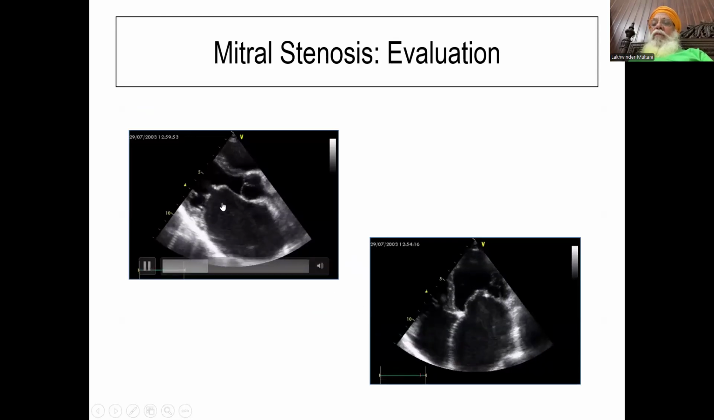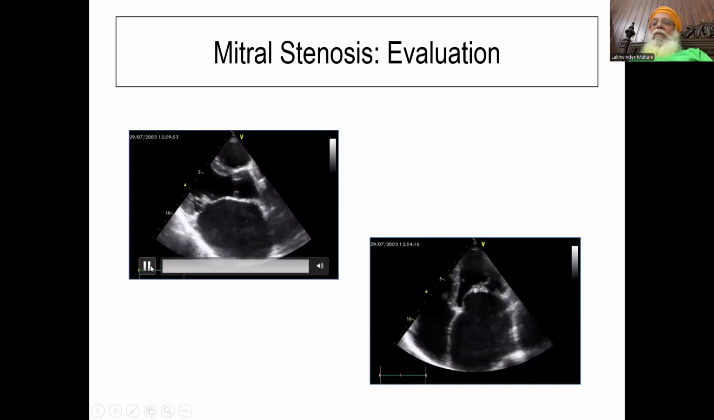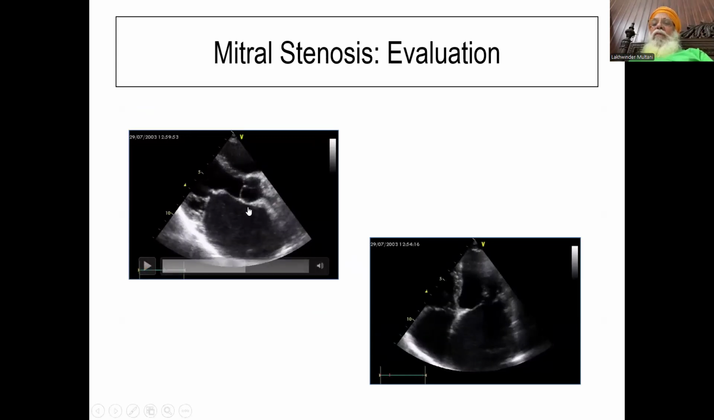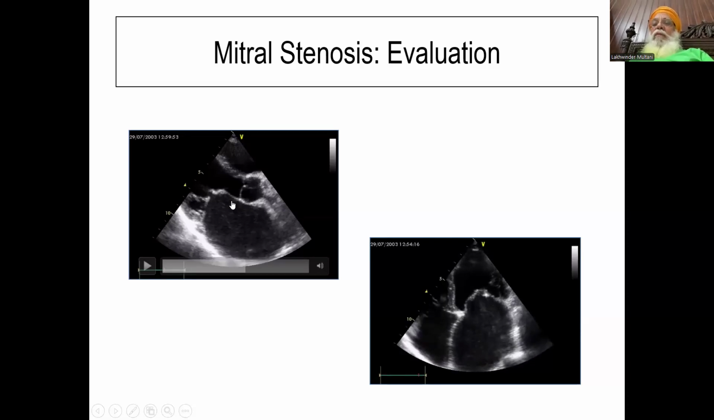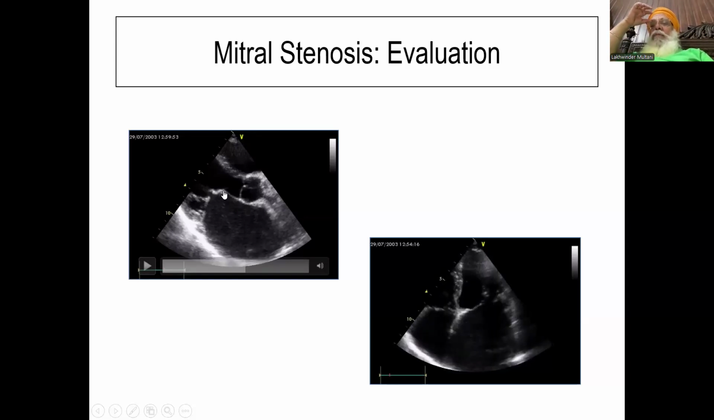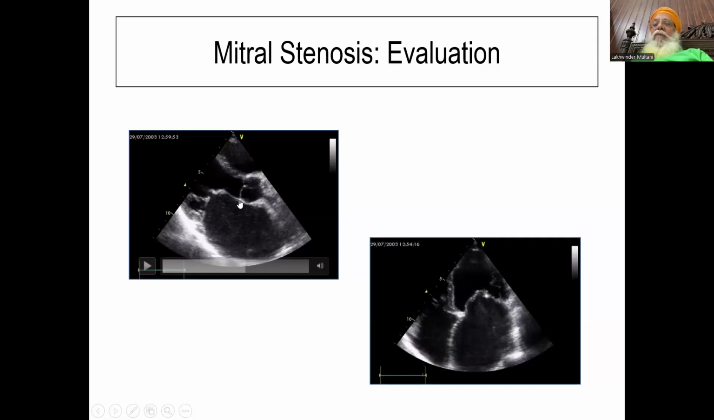Look at this valve. It's a very classic picture: you see this valve is doming in diastole. Look, it's doming in diastole. It's the hockey stick shape of the mitral valve leaflets. And why does this happen? Because we have primary cords attached to the tip of the mitral valve leaflets, and secondary cords attached to the body of the leaflets.